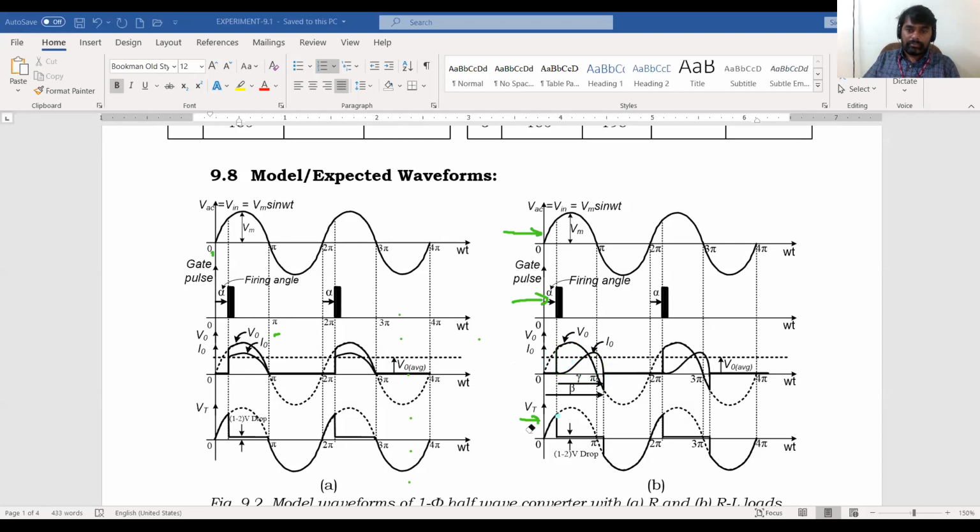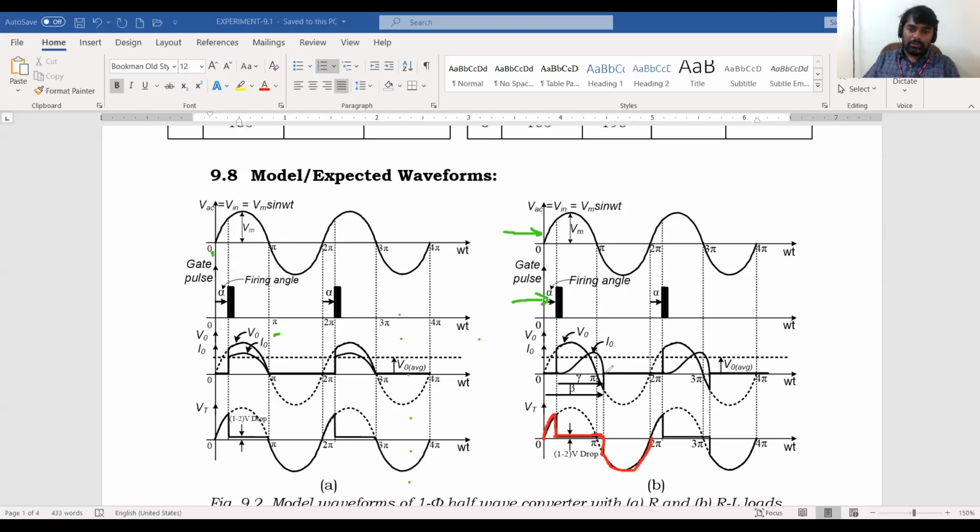And it is in conduction state means the voltage across thyristor will be 1 to 2 volts practically. Ideally should be 0. And during alpha, the thyristor is blocking a forward voltage because it is in off condition. And from beta onwards, omega t equal beta onwards, thyristor will be in reverse bias condition. So thyristor is subjected to reverse voltage like this.